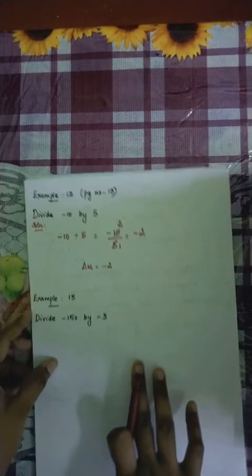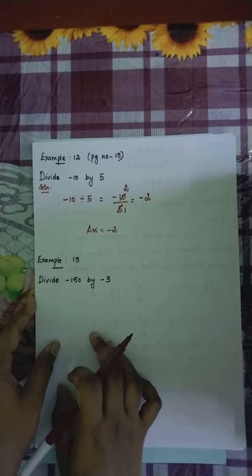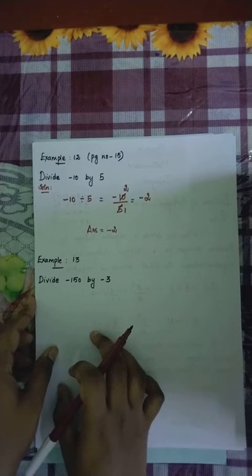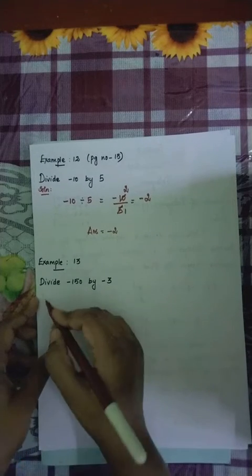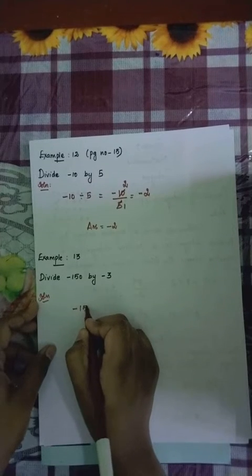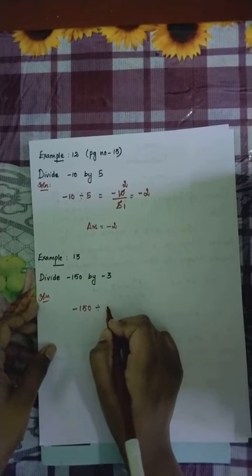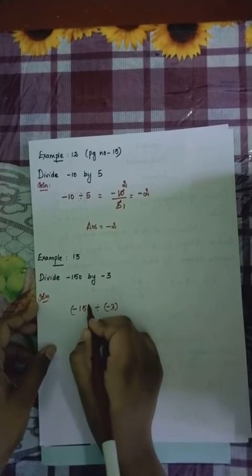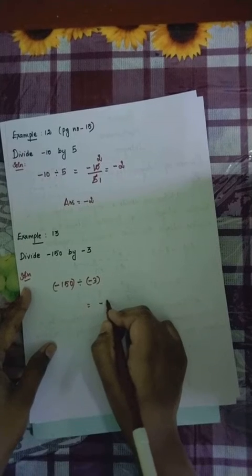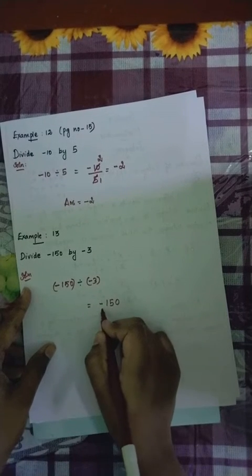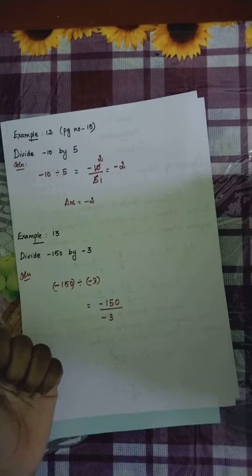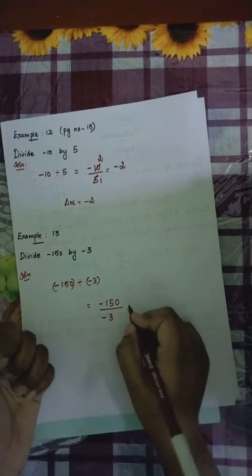Next question, example 13: divide minus 150 by minus 3. Solution: minus 150 divided by minus 3. So we can write it as minus 150 divided by minus 3. First divide the numbers.